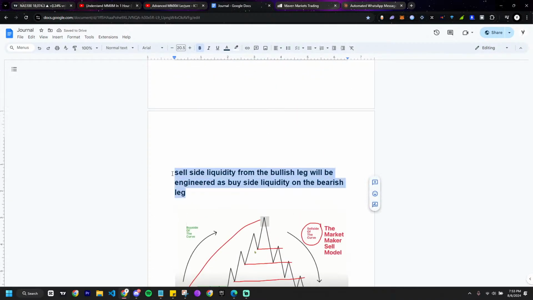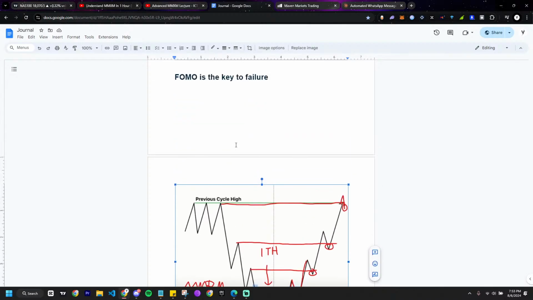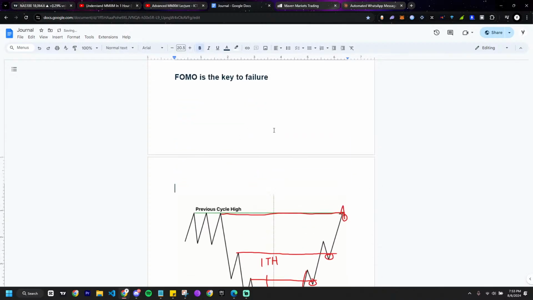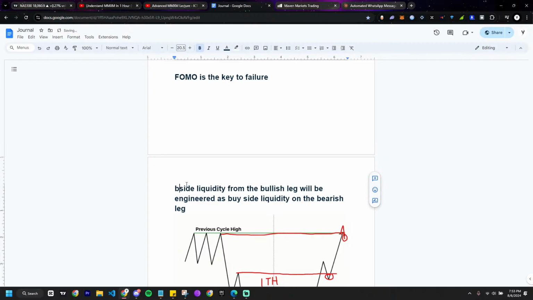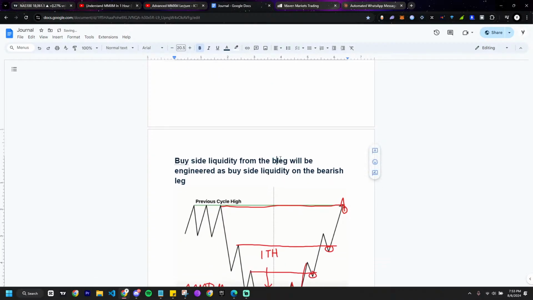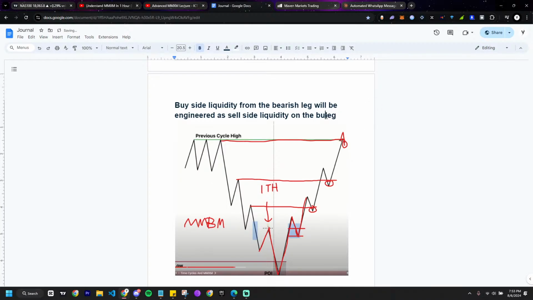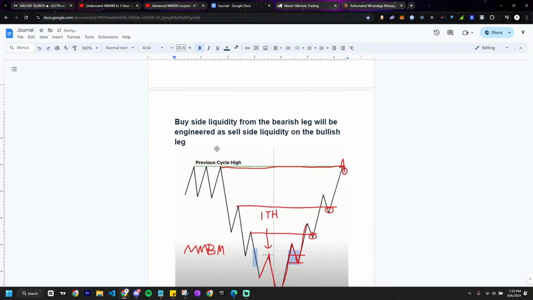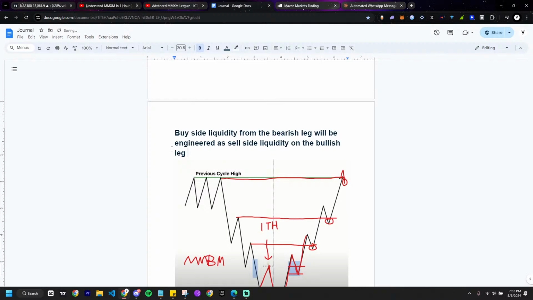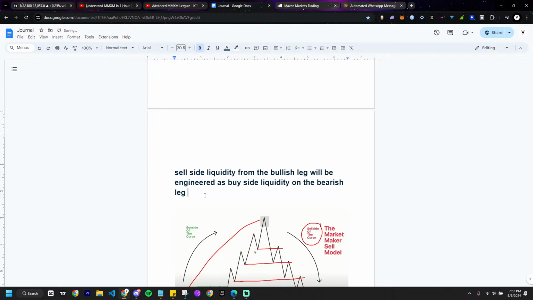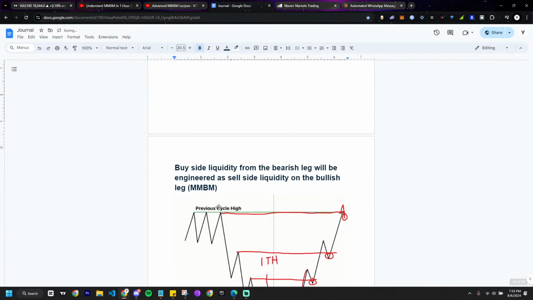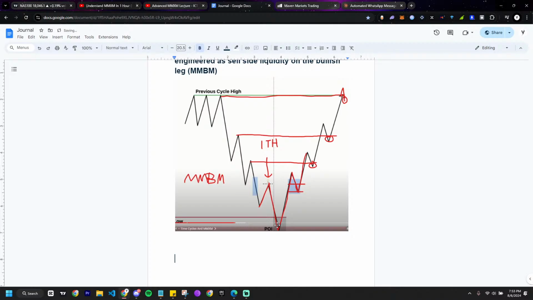See? So this is the exact opposite. I'll make that note as well. So buy side liquidity, and from the bearish leg will be engineered as sell side liquidity on the bullish leg. The exact opposite, because this is the market maker buy model, and that is the what? Market maker sell model. Inverse 180. Let's go. Textbook.